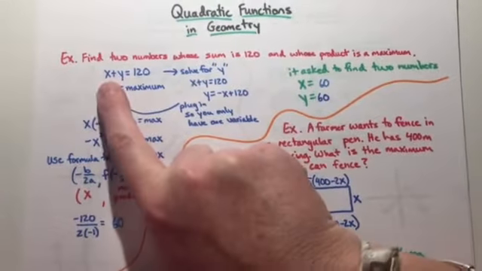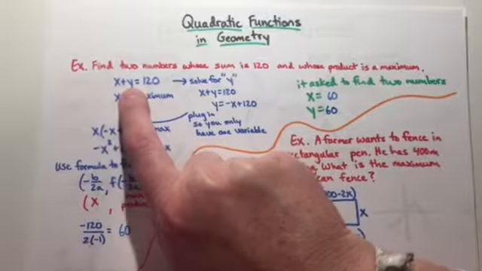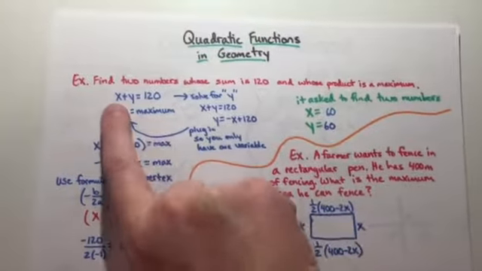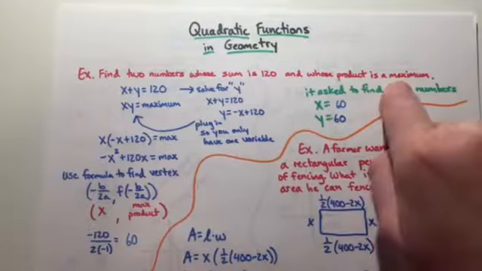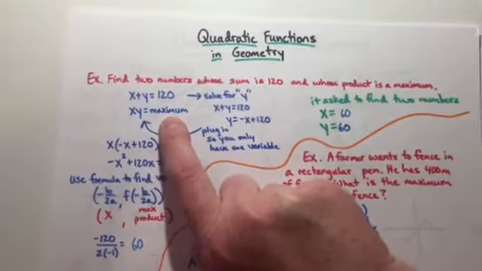So first I wrote out the sum of two numbers, which I don't know, so that's x and y. You can use any letters you want, but we're usually used to using x and y. So I put x plus y is 120, and whose product is a maximum. So I put x times y. I'm looking for a maximum product.